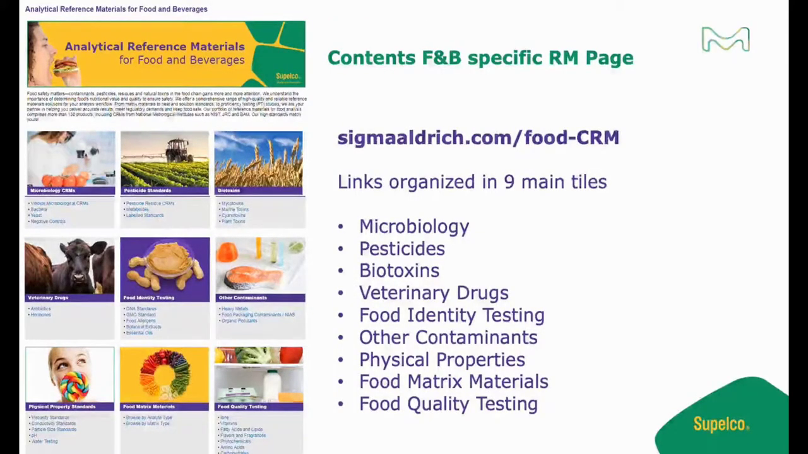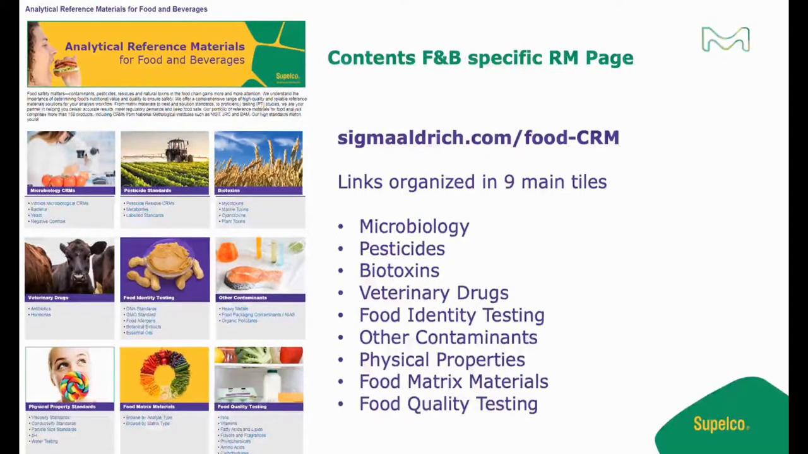Let's have a look at the food segment page. The most relevant product categories are here organized in 9 tiles. The first group is representing our microbiology CRMs. This range consists of more than 100 hydrosoluble discs with certified CFU levels for the most common bacteria and microorganisms under the brands Vitroids and Lenticules. The second group is pesticides, where we have a very comprehensive portfolio of more than 1,400 certified reference materials and analytical standards grade. The latter under the well-known Pestanal brand.